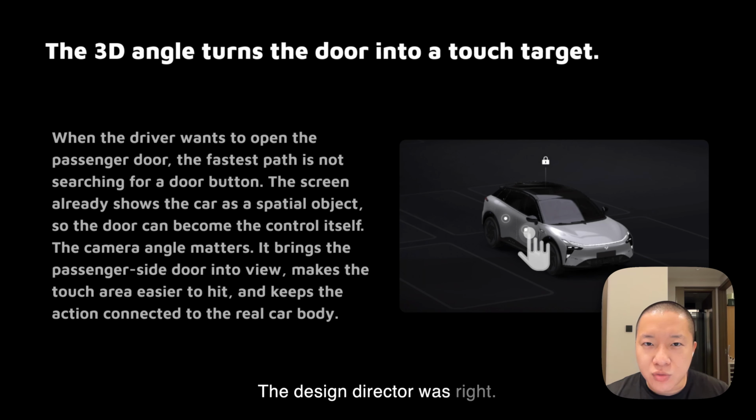The design director was right. The layout serves the interaction, and the most common across-side interaction, doing something for your passenger, determines which way the car should face. That's the UX logic behind one design decision at JIDU.